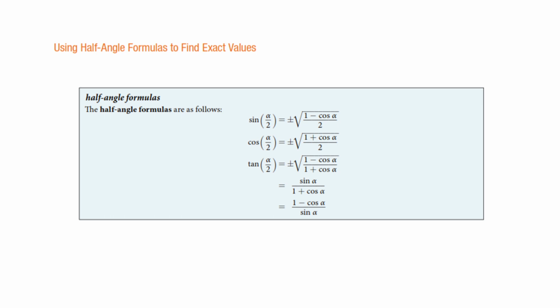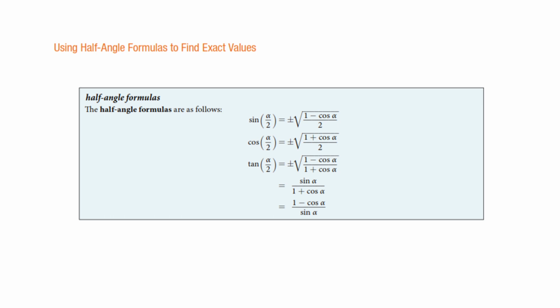In this section, we've been looking at trying to use trig identities to manipulate an angle that isn't quite what we want. It's close, but we want to relate it to something that we have on our unit circle. So we're going to look at one more of those. It's a set of formulas called the half angle formulas.